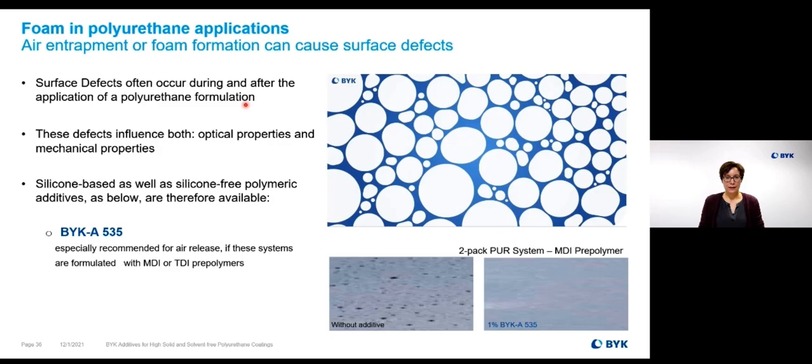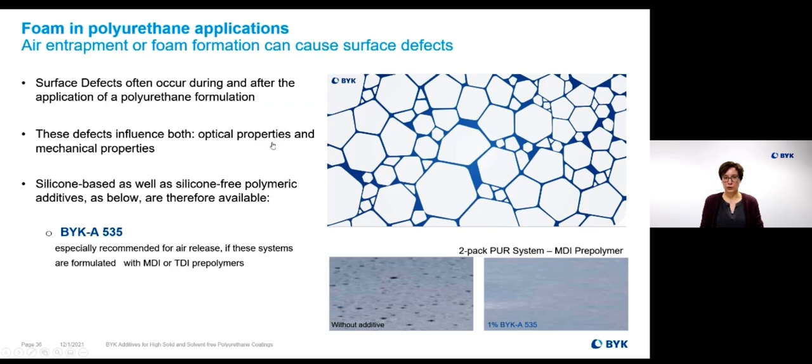Generally it can be said that foam or air entrapment can cause a lot of defects. You see again that the lamella is running empty, the foam bubbles are coming closer together, and they are not able to be destroyed. And then you get pictures like this. That is a microscopic picture, and you see that you have a lot of air entrapment. In comparison to the picture right-hand side, where 1% of Book A535 is used, you do not see any foam bubbles left.